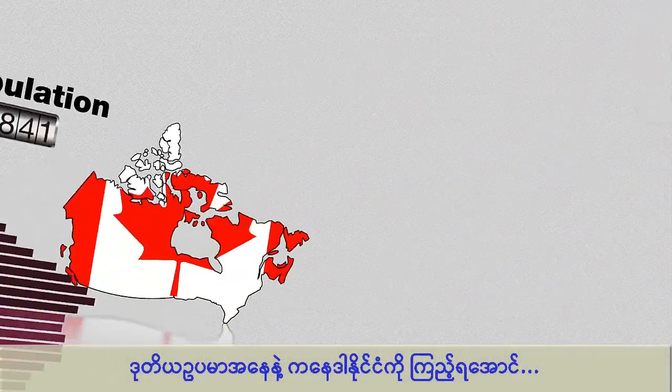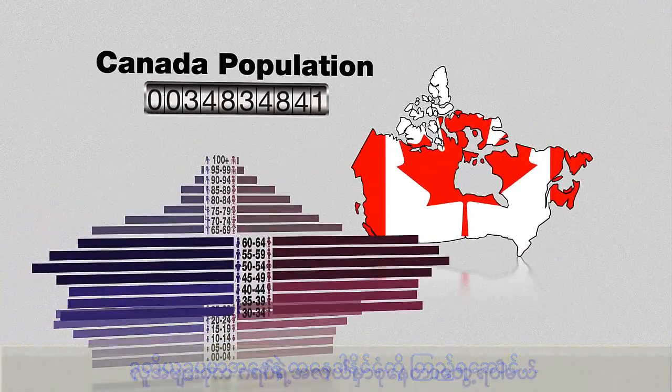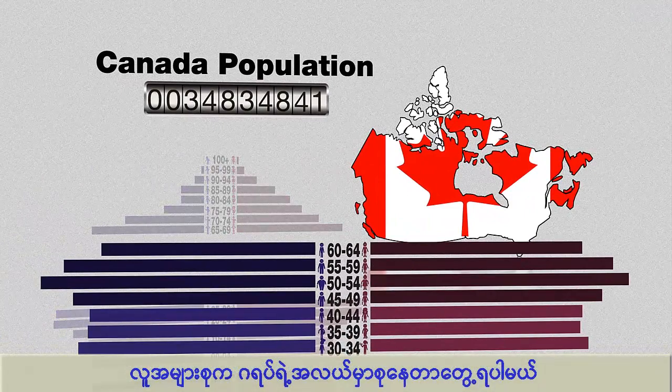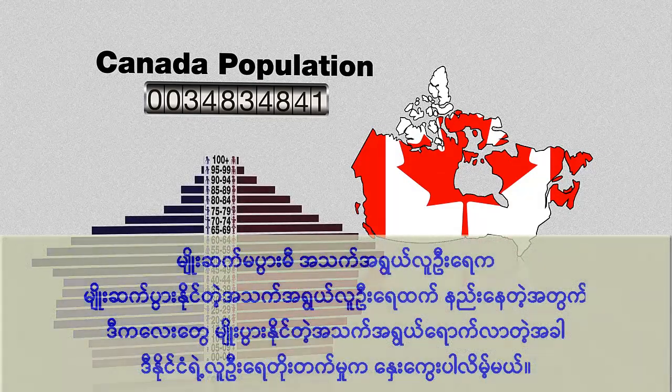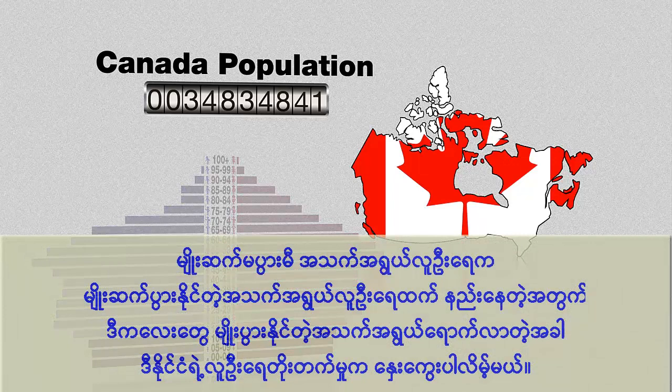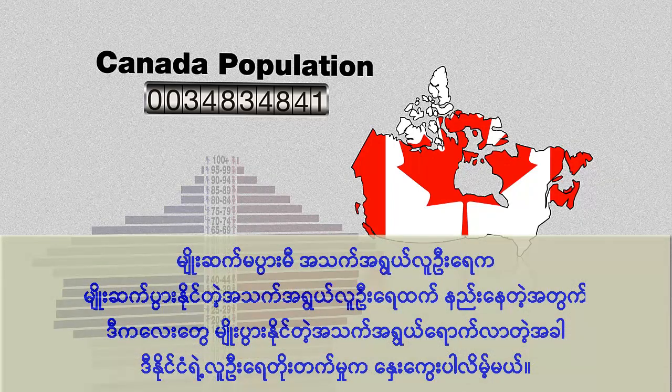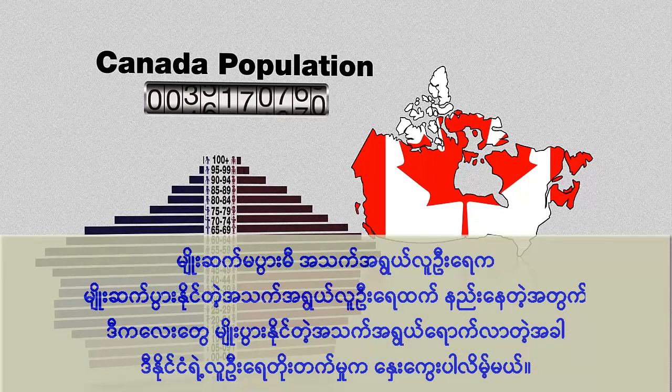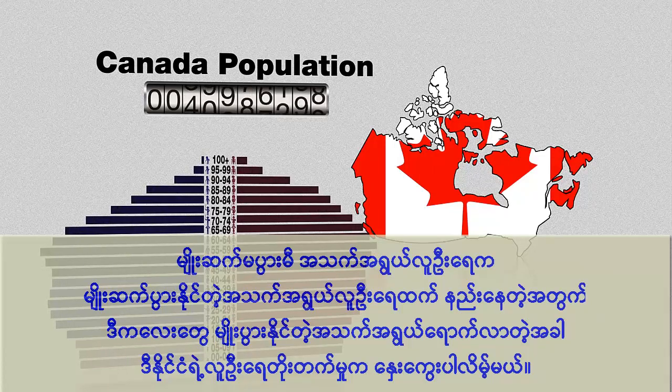For our second example, let's look at Canada, where most of the population is clustered around the middle of the graph. Because there are fewer people in the pre-reproductive age groups than there are in the reproductive ones, the population will grow more slowly as the number of people reaching their reproductive years decreases.